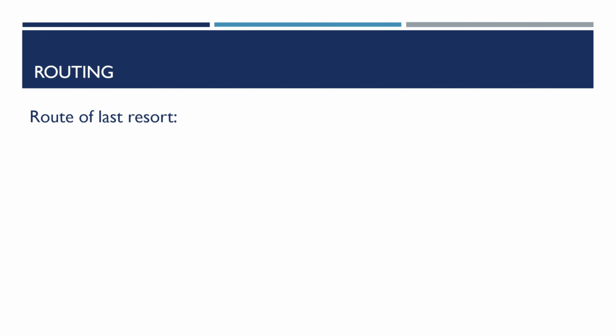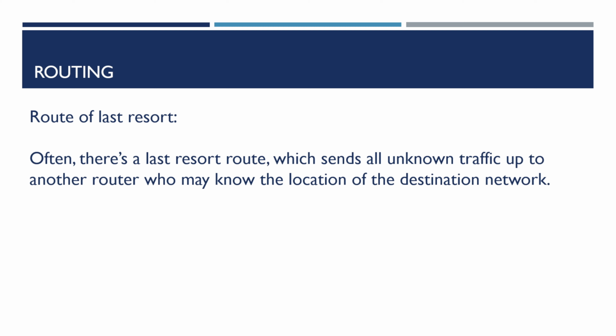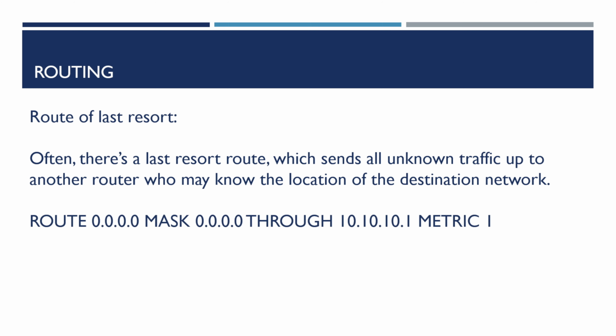Another feature in routing is what's called a route of last resort. Often there's a last resort route which sends all unknown traffic to another router who may know the location of the destination network. Usually, if this is just a little home internet or small business internet, this is all you need. What it does is it routes everything. Again, 0.0.0.0 with a mask of 0.0.0.0 is all internet.